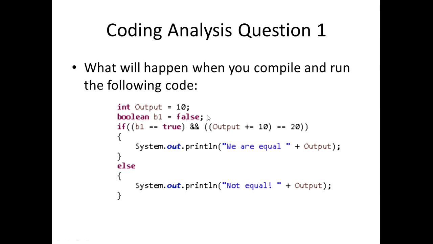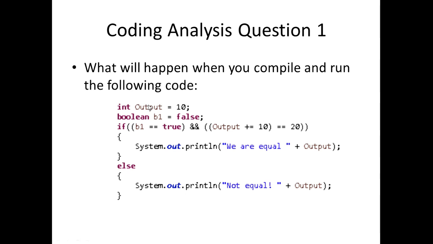So as you can see, the first thing that we have are two variables. We have an integer variable, and we also have ourselves a Boolean variable. This integer variable, which is called output, is set equal to 10. And then we have a Boolean value, which is B1, is set equal to false. After that, we have a conditional statement, this if condition here. And this conditional statement consists of two parts. This part, B1 equals true, as well as this part here.